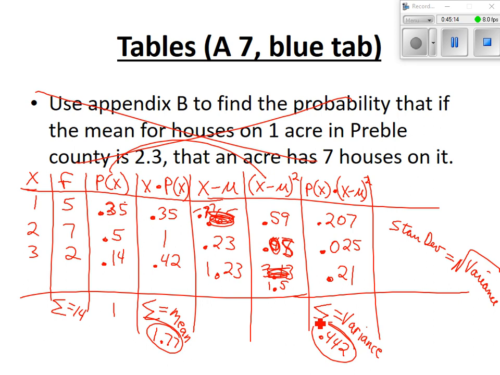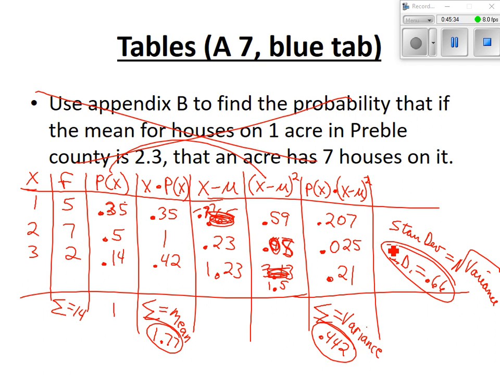Then the last thing we've got to do is find the standard deviation. How are we going to find the standard deviation? Take the square root of that. 0.66. So we got variance, standard deviation, mean. That's for just a probability distribution.